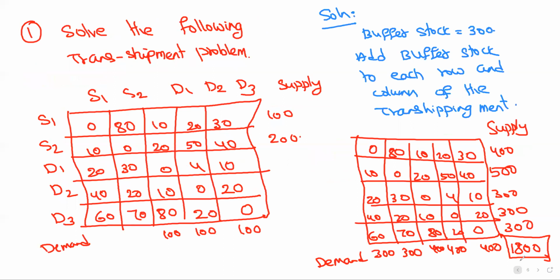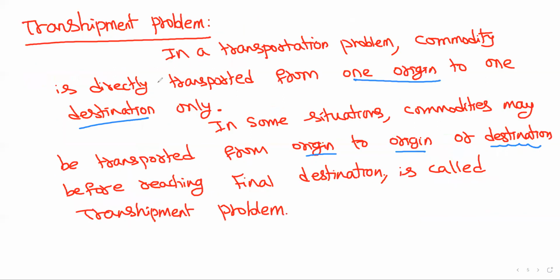So once again, the transshipment problem. In a transportation problem, the commodity is directly transported from origin to destination. In some situations, commodities may be transported from origin to origin or destination before reaching the final destination. This is called a transshipment problem.